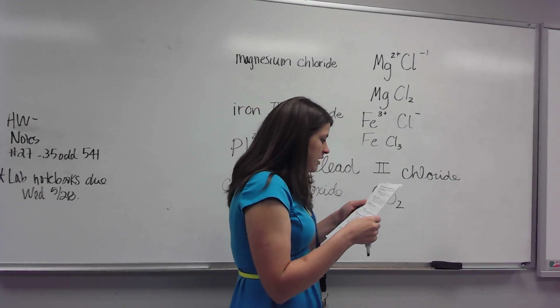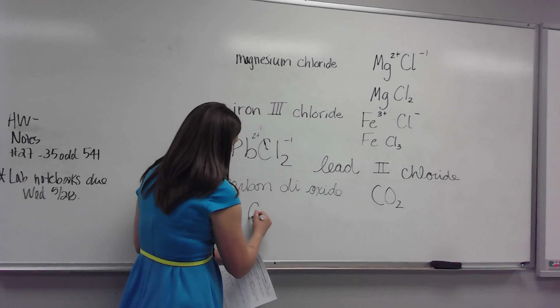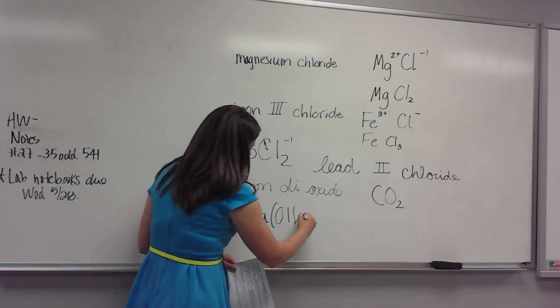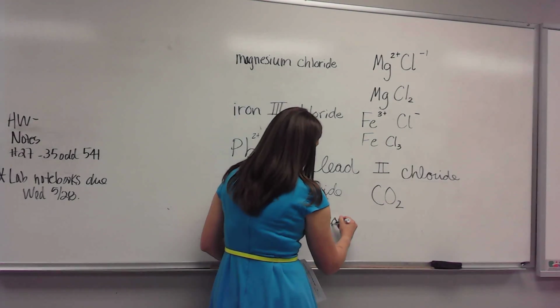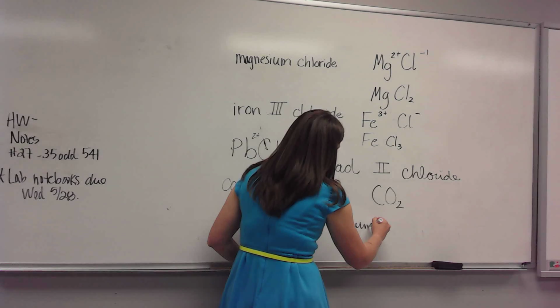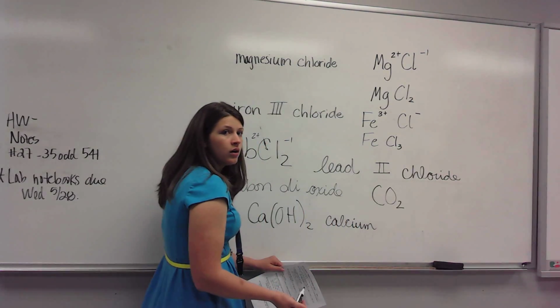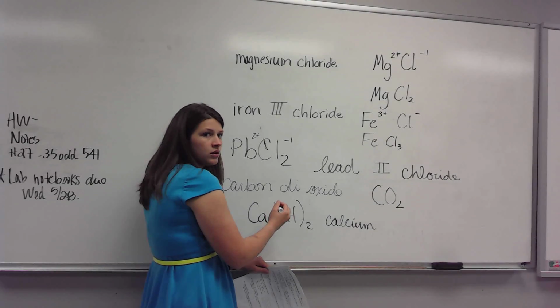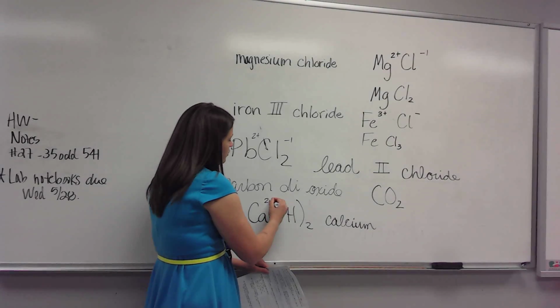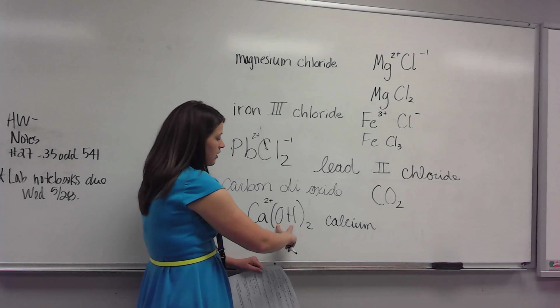Okay, how about CaOH2? What's Ca? Calcium. Is it a transition metal, so does it need a Roman numeral? No. What's its charge? 2+ because it's in the second column.